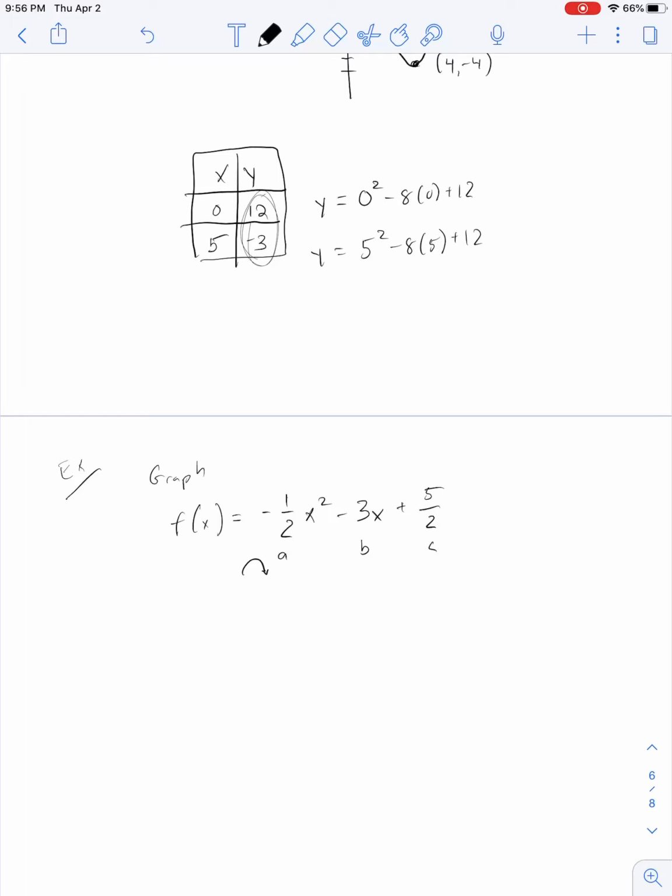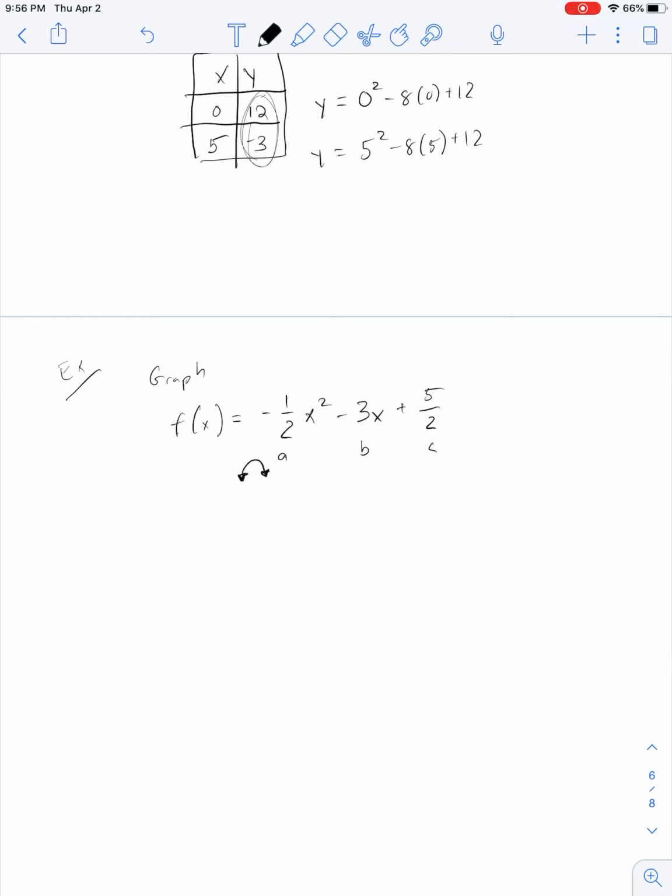This A is a negative, so we know it's going to go down. We don't have an H or a K. Right, so we need to find our vertex. Specifically the x value, right, it equals negative b over 2 times a. Our b is negative 3. 2 times negative 1 over 2.